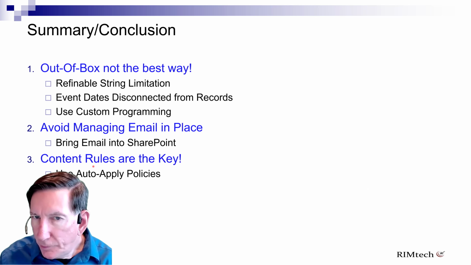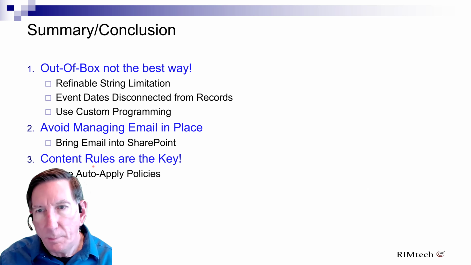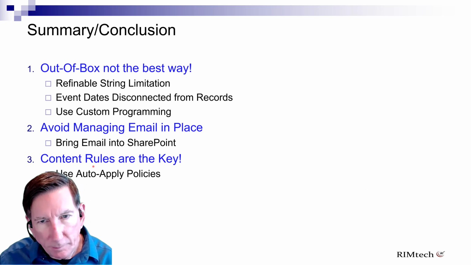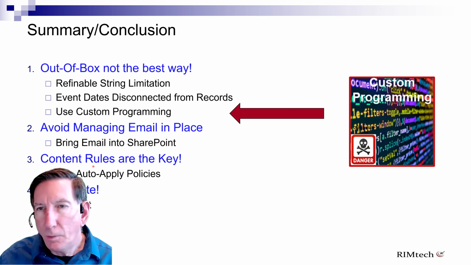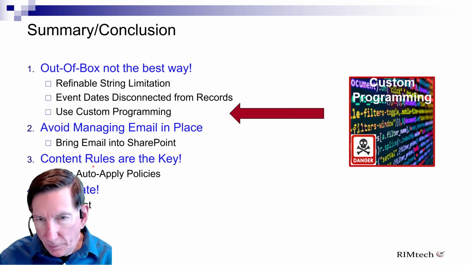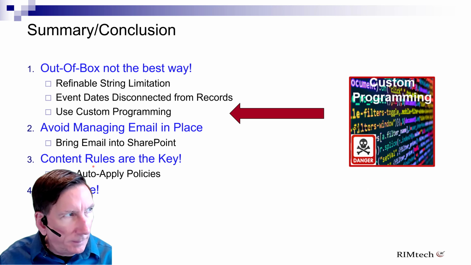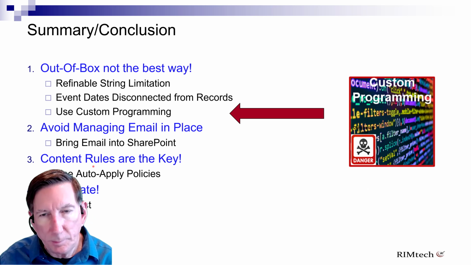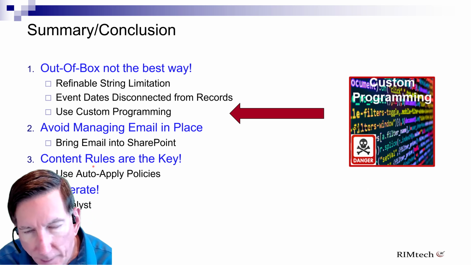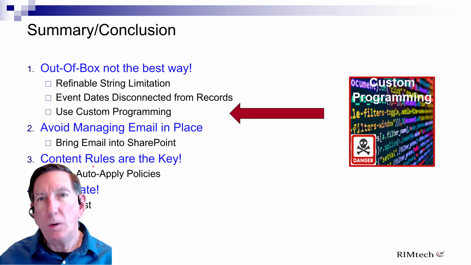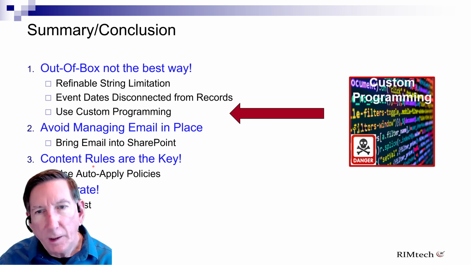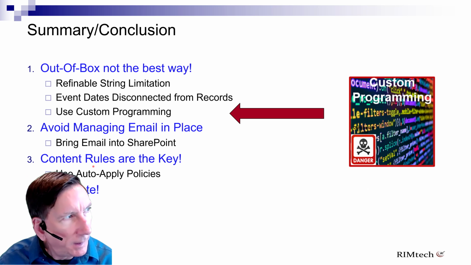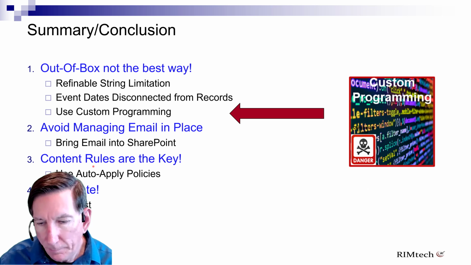And don't forget your content rules. Auto apply policies are the magic, okay? So custom programming is the way to go. Now, if you want to do all this faster, then look into our Catalyst tools. We do have a set of tools we use to deploy Purview very rapidly and very simply, overcoming the limitations. And that's called Catalyst. We have a website for that, and we have YouTube videos that include how we use that, okay?